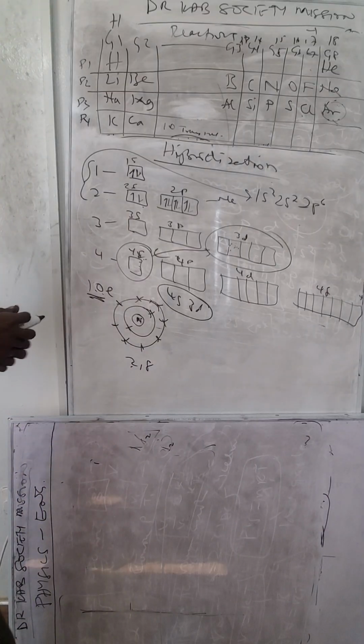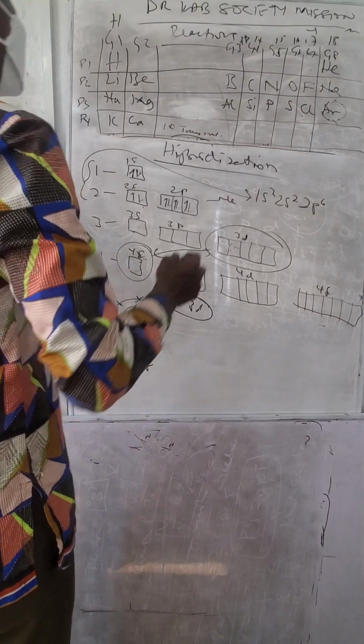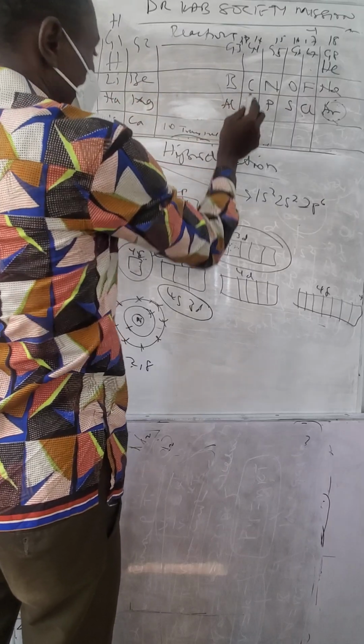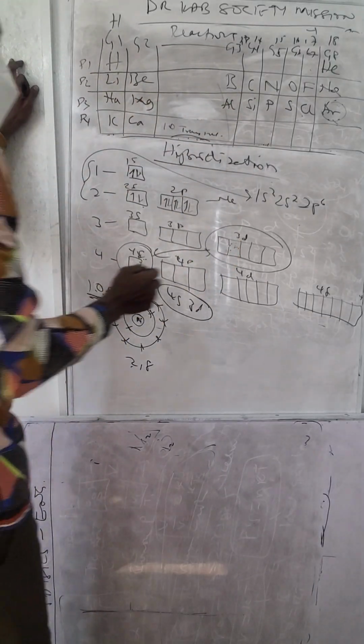Okay, right. Now, having done that, let's look at something. Carbon. How many electrons do we have? 1, 2, 3, 4, 5, 6. Carbon has 6. So what will be the electronic configuration?